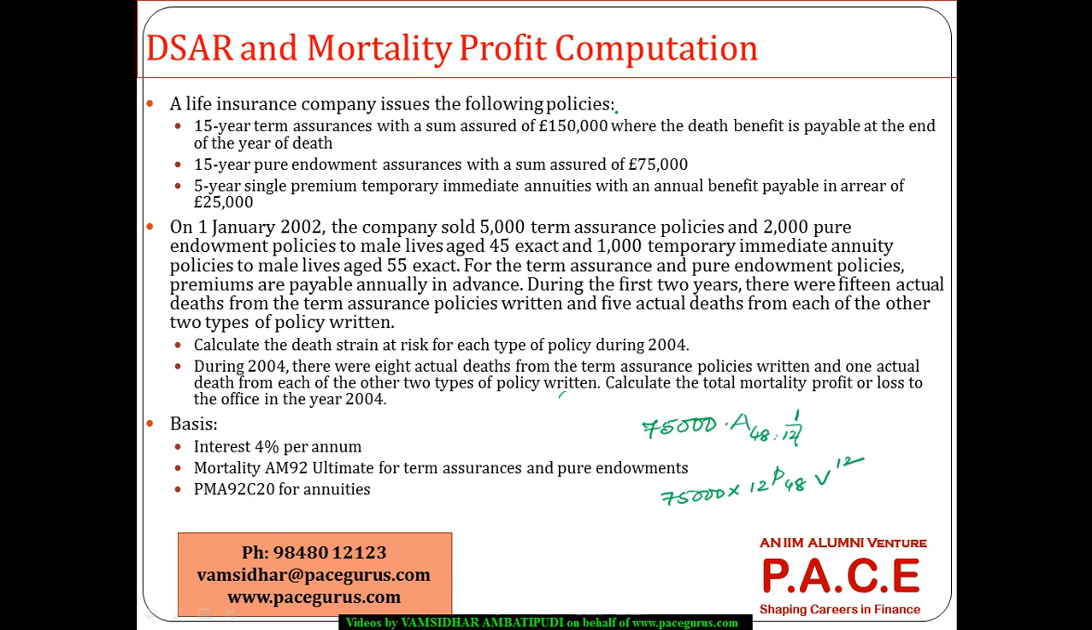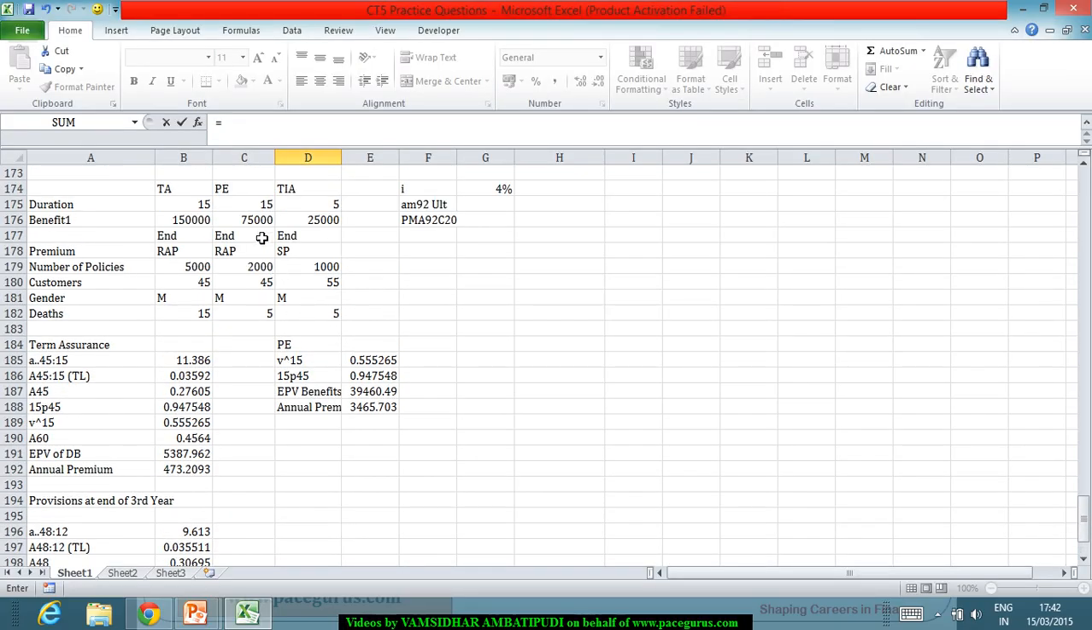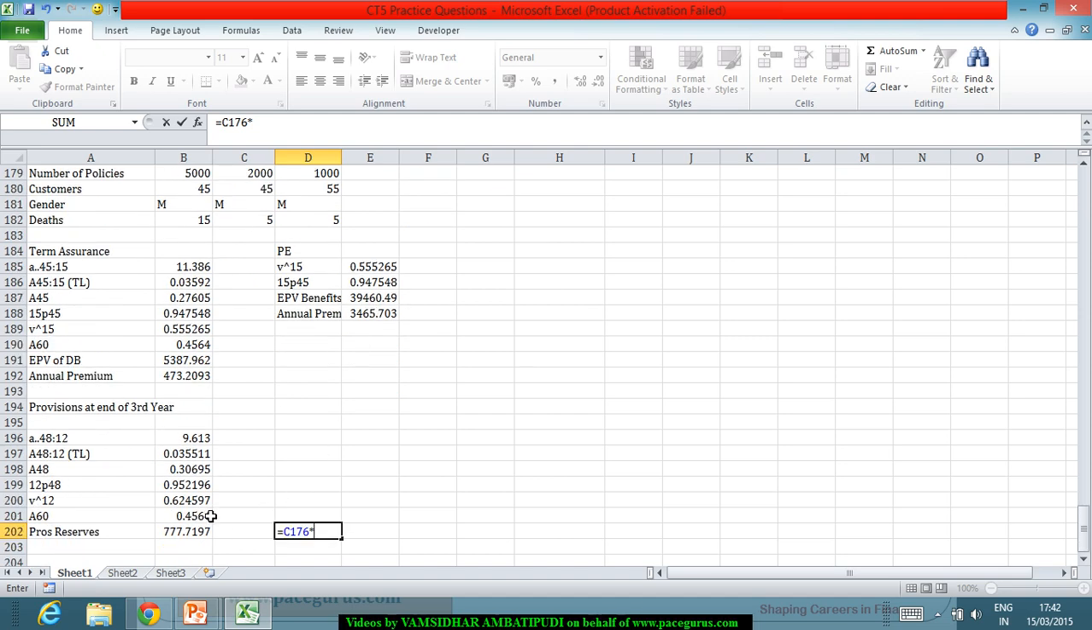This is the expected present value of the benefit minus the premium whatever is being paid, A double dot 4812. We have already computed A double dot 4812, so in this case I can directly compute it. The first thing is the benefit times 12P48 times V power 12. So this is the expected present value of the benefit.